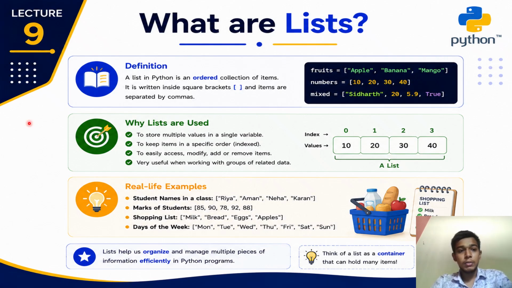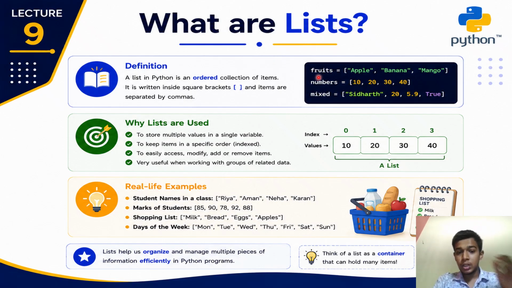Now, let's look at the definition. What is a list? A list in Python is an ordered collection of items. It is written inside square brackets and each item is separated by a comma. The word ordered means that Python remembers the position of every item in the list. A list can contain numbers, strings, Boolean values, or even different data types together. Now, let's look at these given examples.